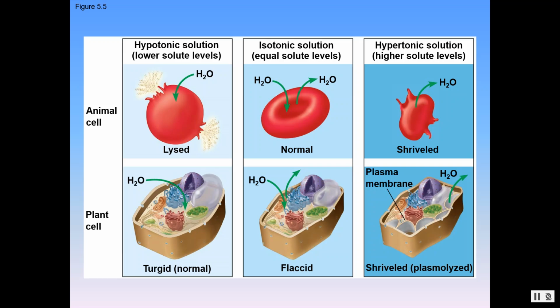Now, for a plant cell, they don't love that, right? It doesn't allow them to take in as much water as they need. They can live, but they're going to be wilty. That's what it means by flaccid, kind of wilty.